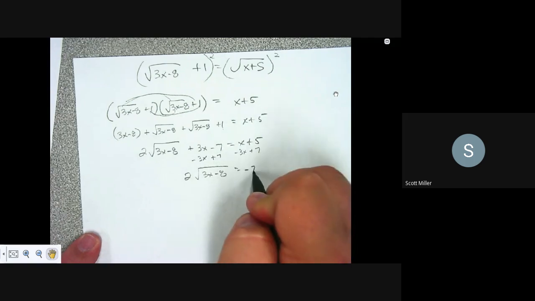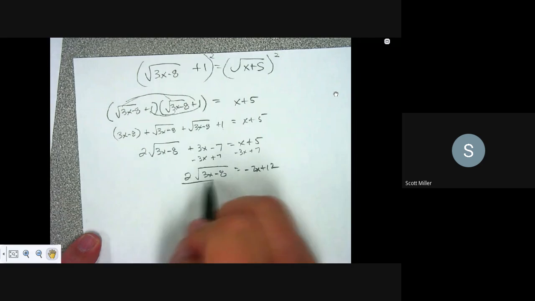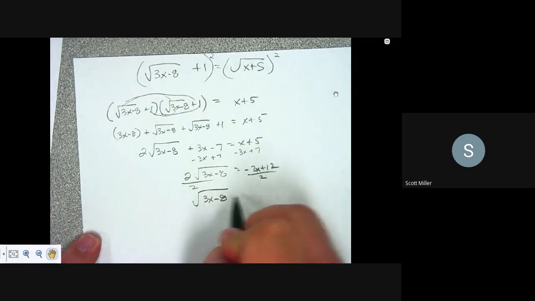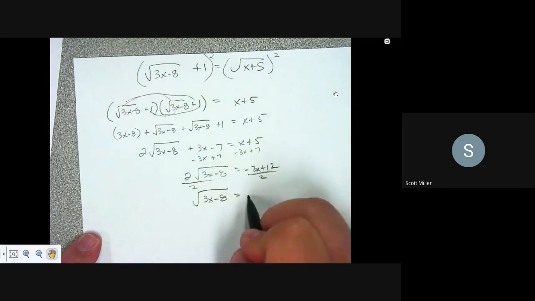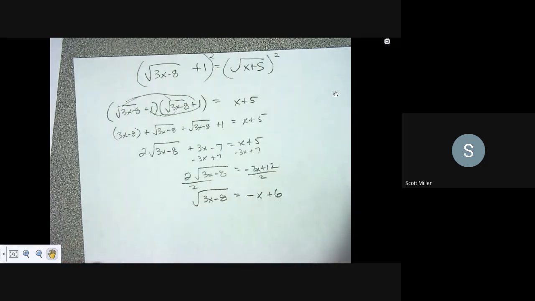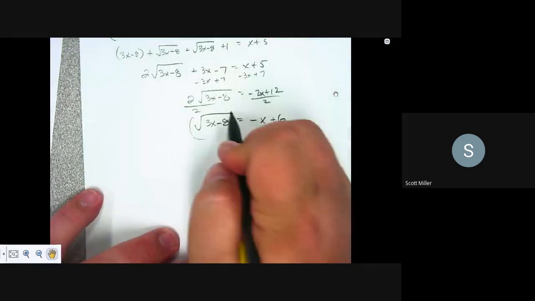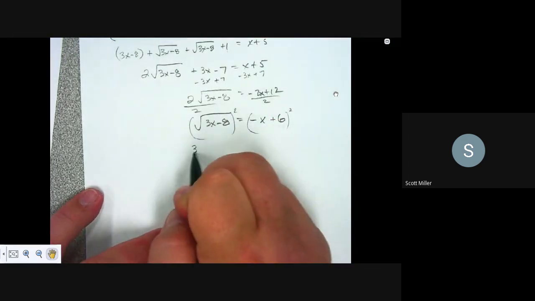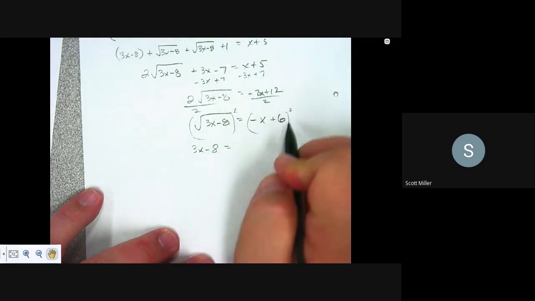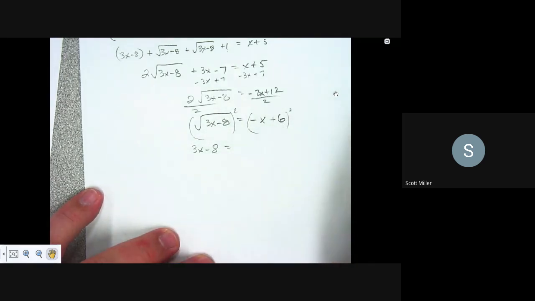Over here I'll get negative 2x plus 12. Divide everything by 2. And now you can see that I've isolated this. So it takes some time here. This becomes a negative x plus 6. And so now I'm at the point where I can square both sides again. 3x minus 8. Then we want to square this thing. So again, you can go off to the side and you can multiply these out as needed.